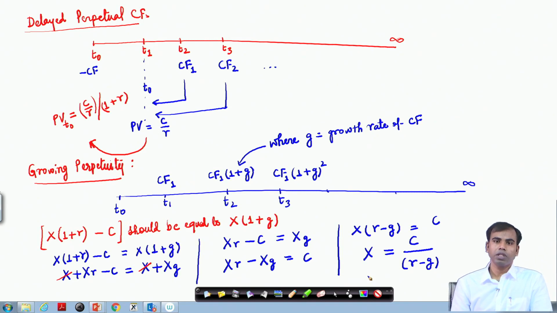Now, these three situations of simple perpetuity, delayed perpetuity and growing perpetuity can be used to find the present value of annuity as well, which we will see in next session.